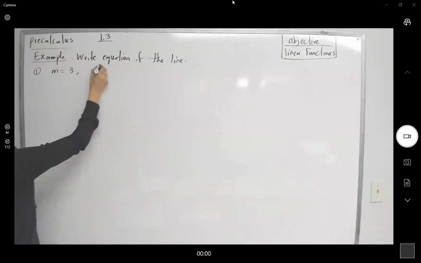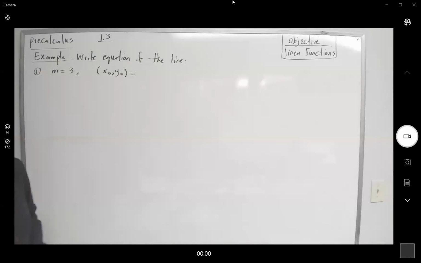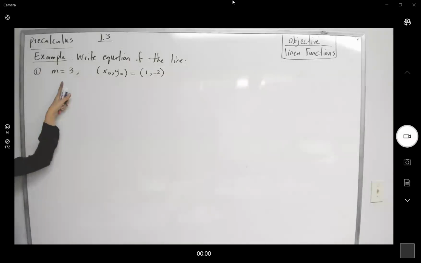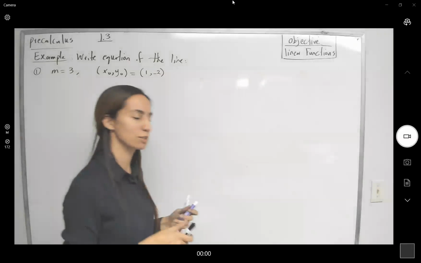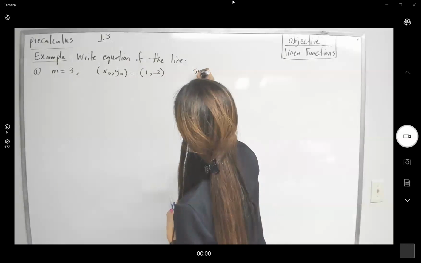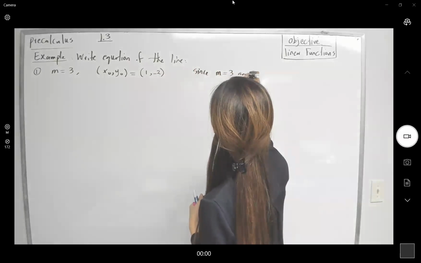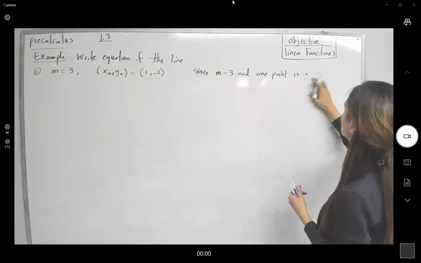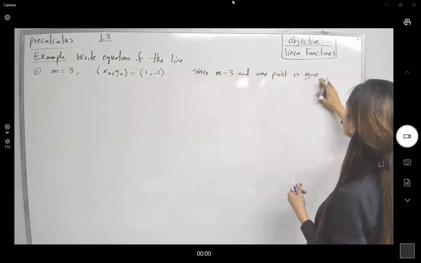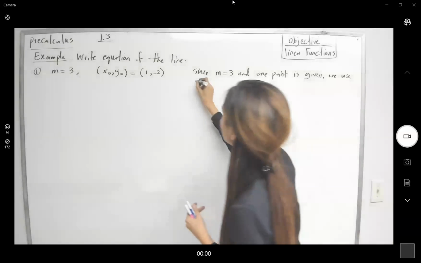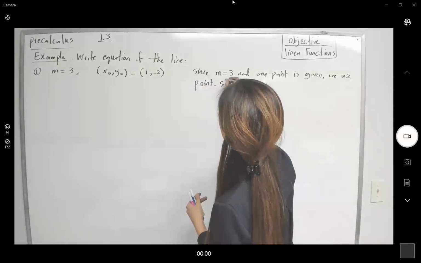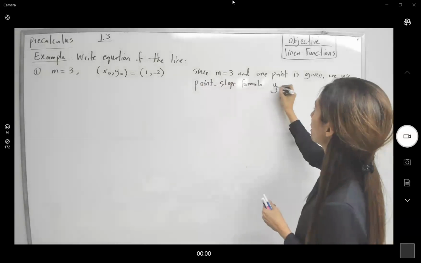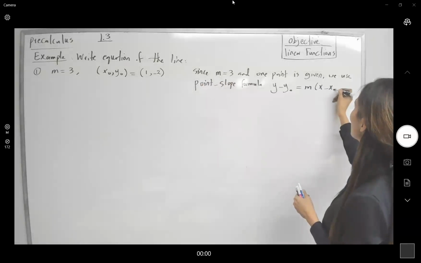Our very first example says, well, M is given as 3 and x sub 0, y sub 0 is given to us as 1 and -2. Okay, so slope is given, 1 point is given. We're going to use point slope formula. Since M is 3 and 1 point is given, we use the point slope formula. What's the point slope formula? Y minus y sub 0 equals M times x minus x sub 0.